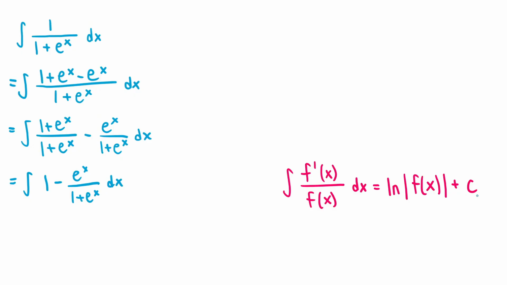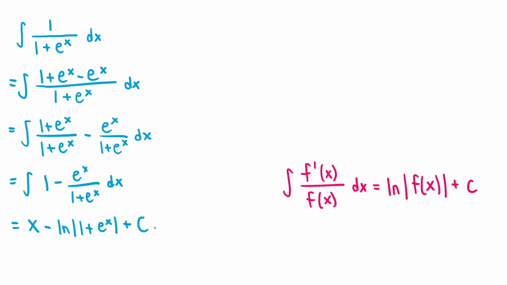So if we integrate this expression term by term, the integral of 1 is x, and the integral of e to the x over 1 plus e to the x is ln of the absolute value of 1 plus e to the x, since in this case, the f of x is just 1 plus e to the x, and the numerator is the f prime of x, since the derivative of 1 plus e to the x is simply e to the x. And of course, we have to add the constant of integration c at the end.